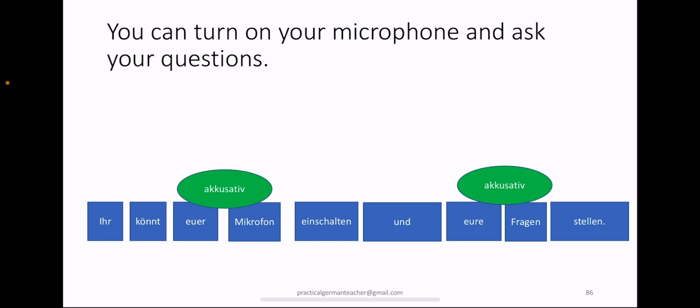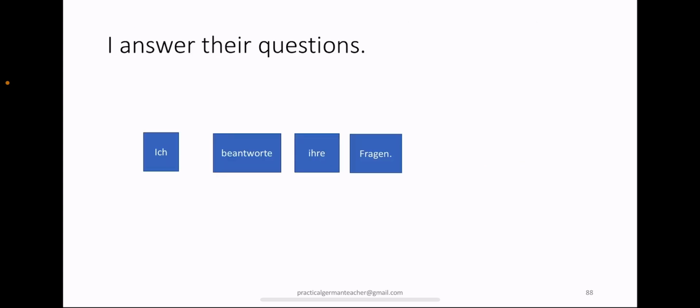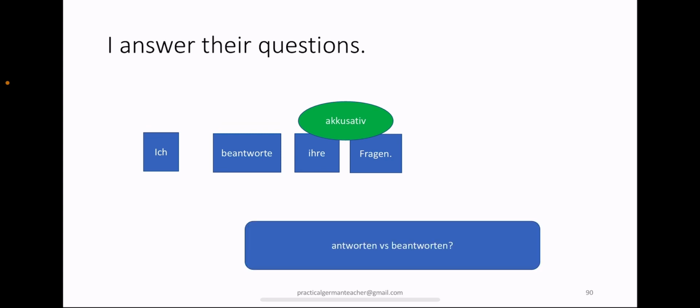All right, I answer the question. So: ich beantworte Ihre Fragen. Now you should ask me why I'm not using antworten, why I'm using beantworten. I think I have answered this question before, but I'll answer it one more time. The difference between antworten and beantworten is this. When you use antworten, the object will be a person. When you use beantworten, the object can be anything but a person. Here, Ihre Fragen is not a person, so that's why I'm using beantworten. If it was I answer him, or her, or them, it would be antworten. I think that is obvious to you. Antworten versus beantworten. I think I answered this.